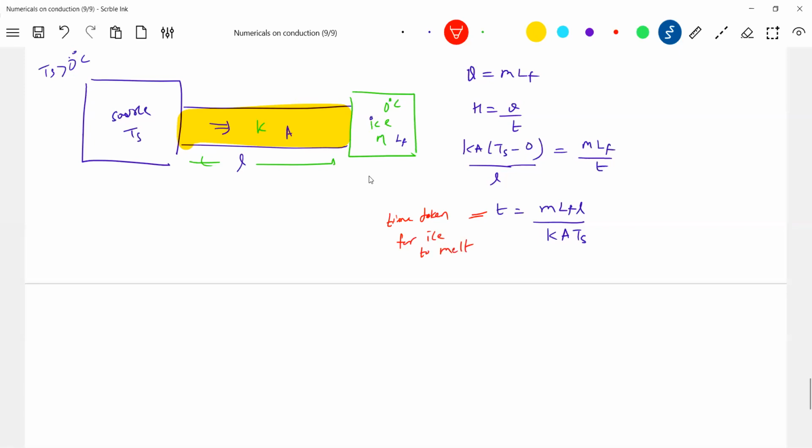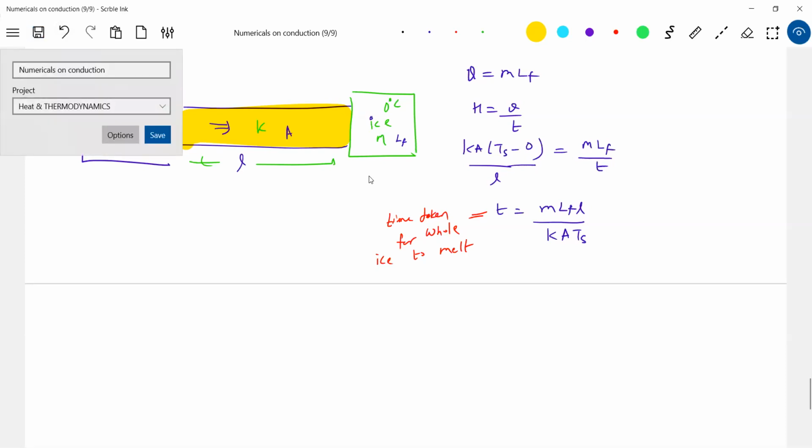For all ice to melt, time taken for all ice to melt. I think we can really start analyzing. As the length of the rod increases, it will take more time. If the temperature of the source is more, more heat will flow, then it takes less time. So in designing of so many structures, all these basic ideas are implemented.